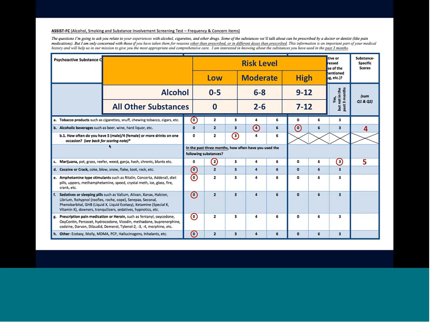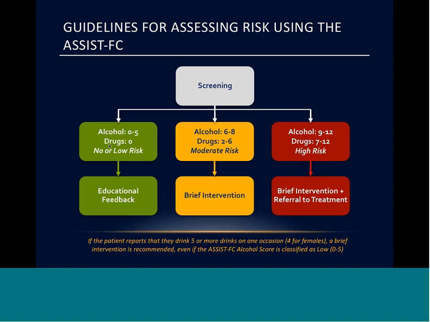And you can also see that the patient scores in the moderate risk range for marijuana. For patients scoring in the low risk range, these individuals are not reporting any use of drugs, and the frequency of their alcohol use is likely to be within the recommended limits. So educational feedback is recommended for these patients.